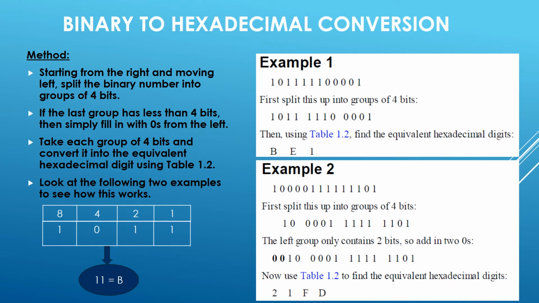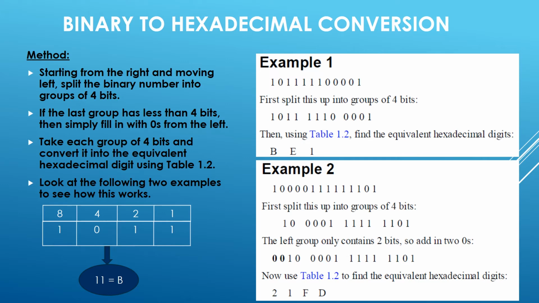Binary to hexadecimal conversion. Converting from binary to hexadecimal is a fairly easy process. Starting from the right and moving left, split the binary number into groups of 4 bits. Then if the last group has fewer than 4 bits, you can simply fill in with zeros from the left. That is not going to change the number but will complete the group. Take each group of 4 bits and convert it into the equivalent hexadecimal using table 1.2 that we discussed in the previous slide.